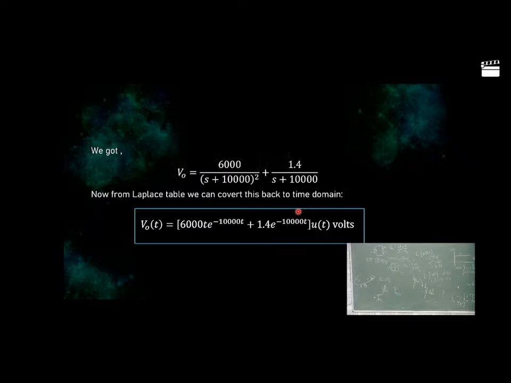Now you have this equation for V0. When you convert it into the time domain, as I said earlier, the Laplace of t into e to the power minus at, since the Laplace of t is 1 by s square, will be 1 by (s plus a) whole square. The Laplace of t to the power n is factorial n by s to the power n plus 1. So when you convert it back to the time domain, you will get 6,000 t e to the power minus 10,000 t plus 1.4 e to the power minus 10,000 t. That thing is easy.